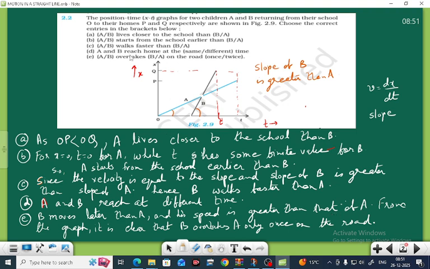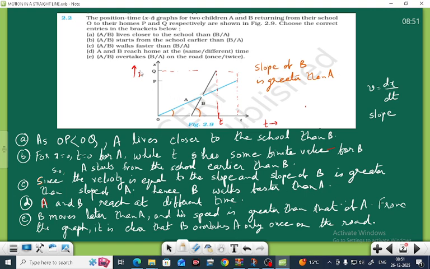Here you can say this is very easy. This is OP, this is OQ, and P is the home of A and Q is the home of B. So this distance OP is less than OQ, so A lives closer to the school than B. And for x equal to 0, t equal to 0, the graph of A starts from this point, so A starts from the school earlier than B, right? And number C, since the velocity is equal to the slope, the slope of B, this angle of B, is greater than the angle of A. So you can say that the speed of B is greater than that of A, right?